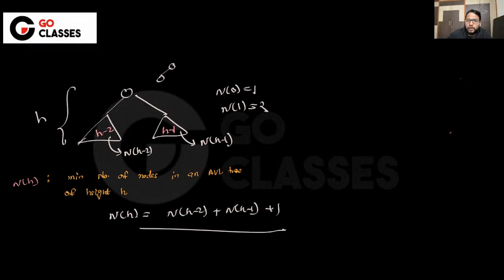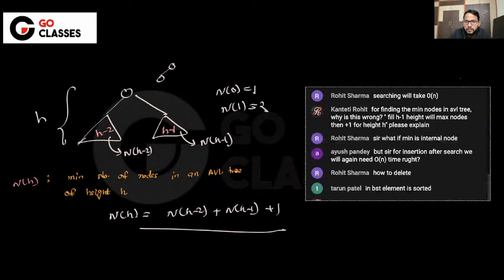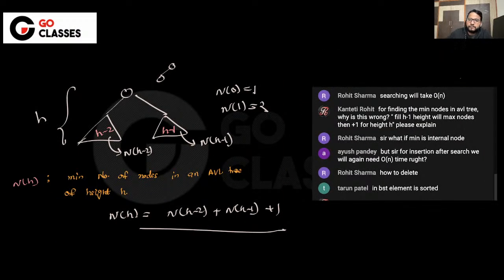So what are your doubts? Let me take those doubts here. So this is the doubt. Rohit is saying that for finding the minimum nodes in an AVL tree, why is it wrong to fill h minus 1 height with maximum nodes, then plus 1?